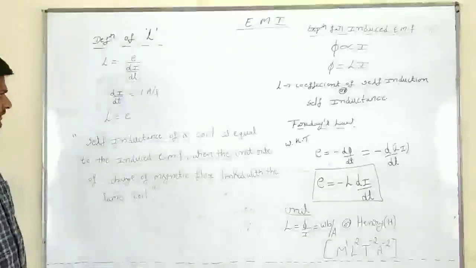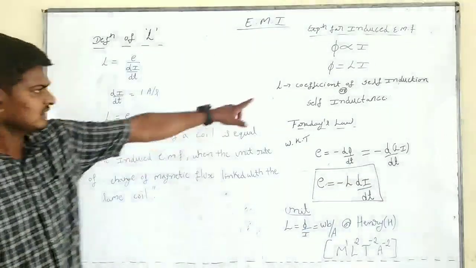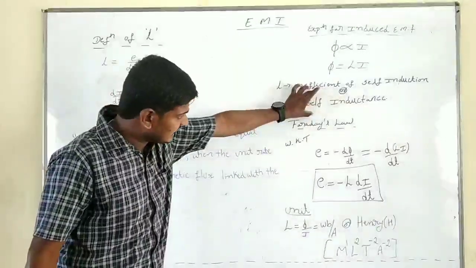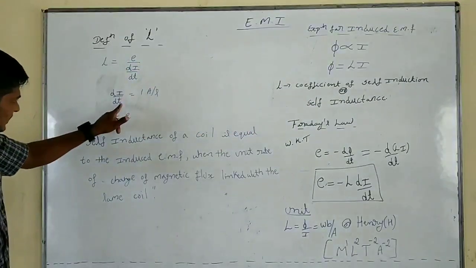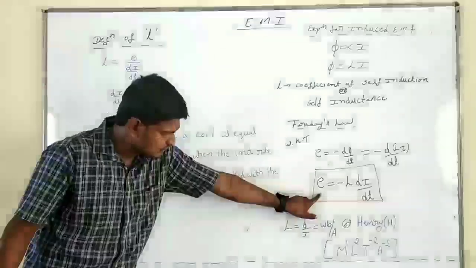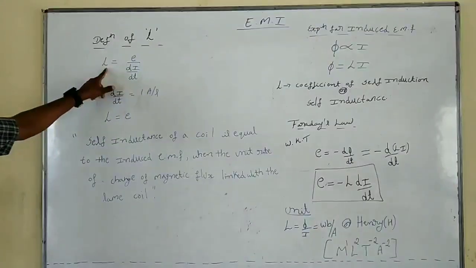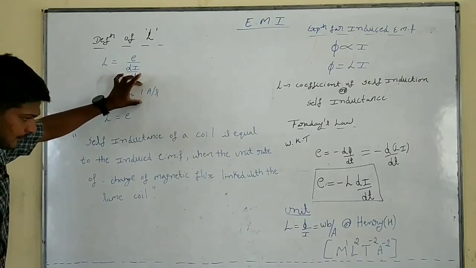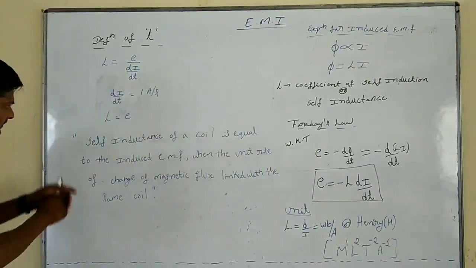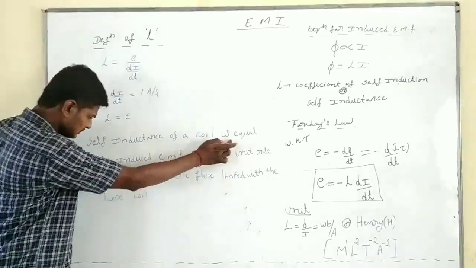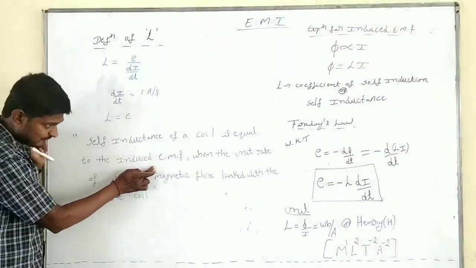Now we have to write the definition for the proportionality constant, or coefficient of self-induction, or self-inductance. L means, in this equation where we derived the expression for induced EMF, we can extract L is equal to E divided by di by dt. When di by dt is equal to 1 ampere per second, L is equal to E. So the self-inductance of a coil is equal to the induced EMF.